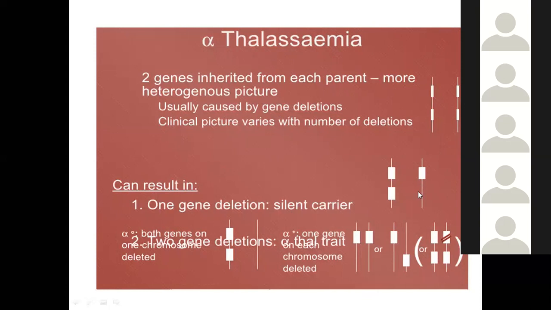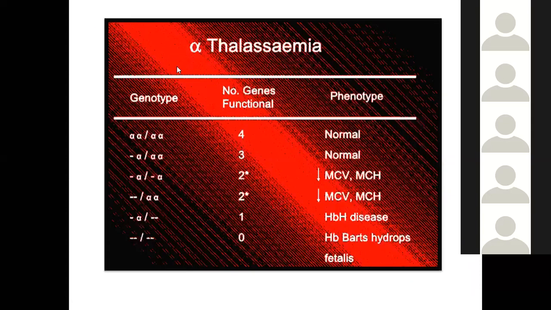It can result in one gene deletion, that's a silent carrier. अगर एक जीन का डेफिशिएंसी है, देखो यहाँ पर एक है, 3 है, instead of 4 there is only 3, so it's a silent carrier. But if 2 alpha both genes are missing, 2 gene deletion, तो फिर that would be a case of major thalassemia. Okay, all right. Genotype पे देख लो. The genotype is your genetic picture of it. This is 2 alpha. Number of genes both चारों functional है. Phenotype is normal. ठीक है, the person will be normal.